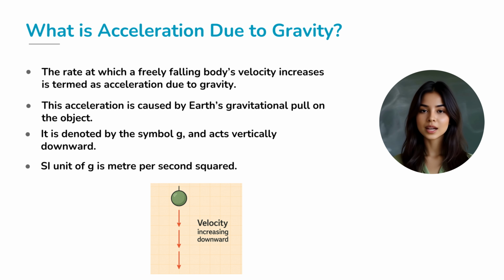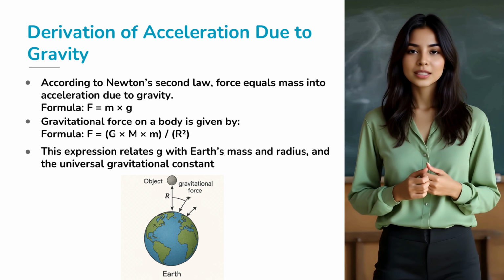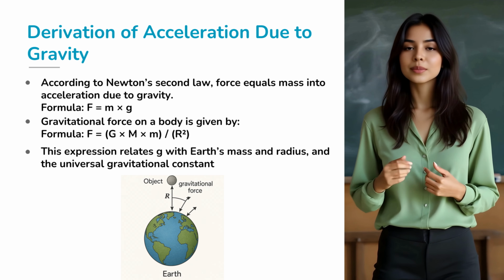That means, in ideal conditions, if you drop an object from rest, after 1 second it will be moving at 9.8 meters per second, after 2 seconds at about 19.6 meters per second, and so on, as long as no other forces, like air resistance, are acting on it. Think of it as a constant pull that nature applies equally to everything. Let's connect this to Newton's laws.